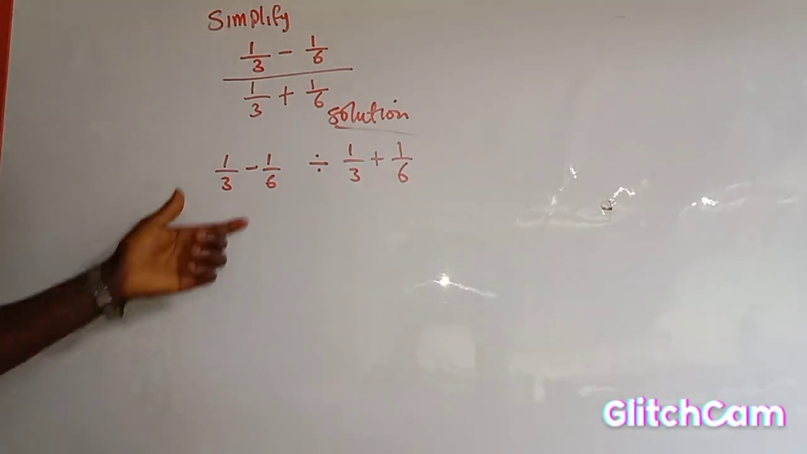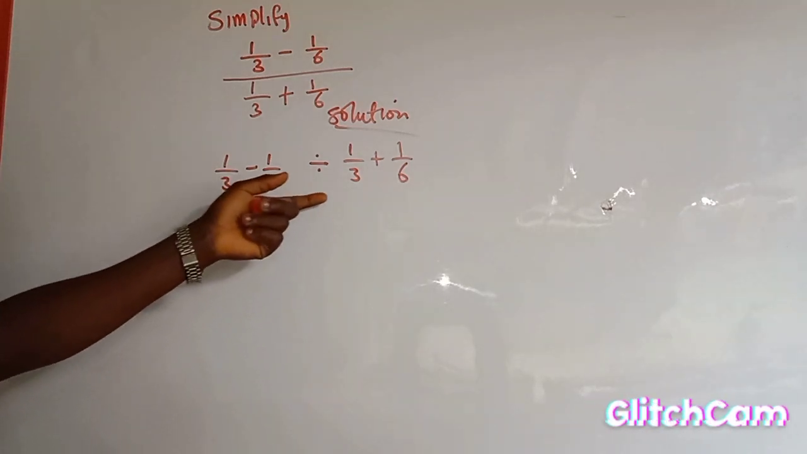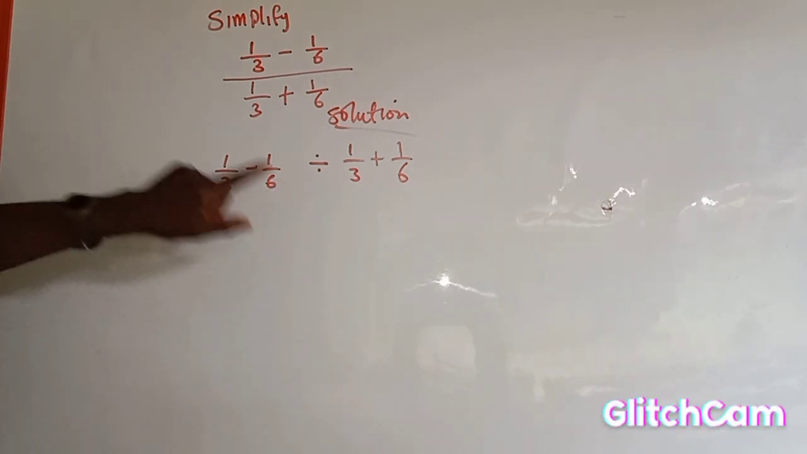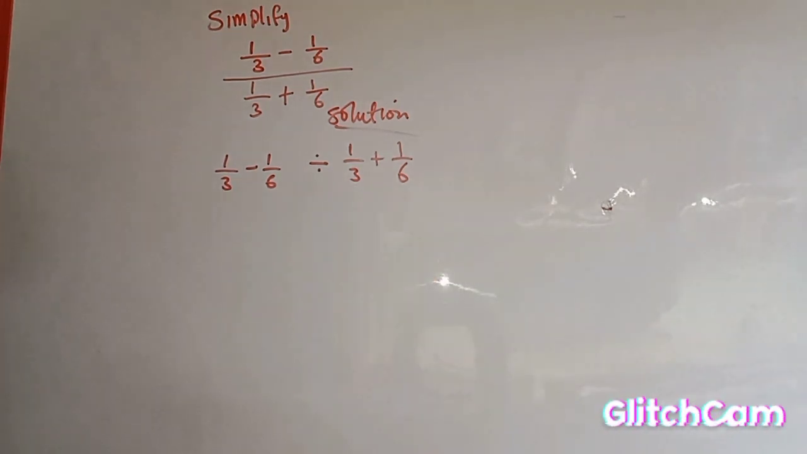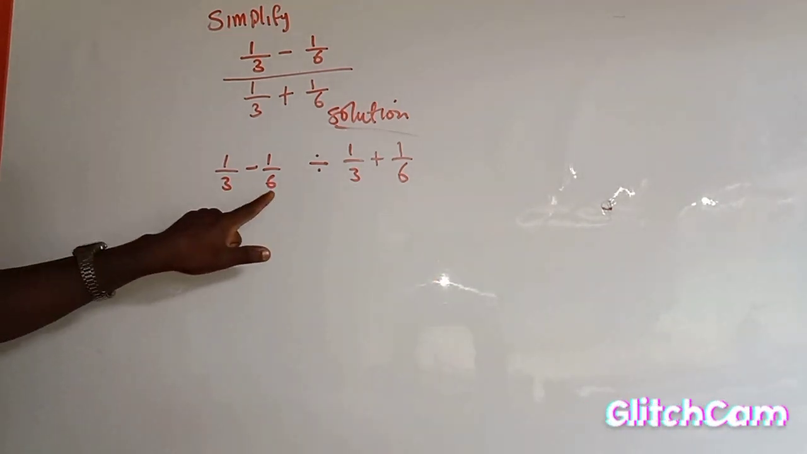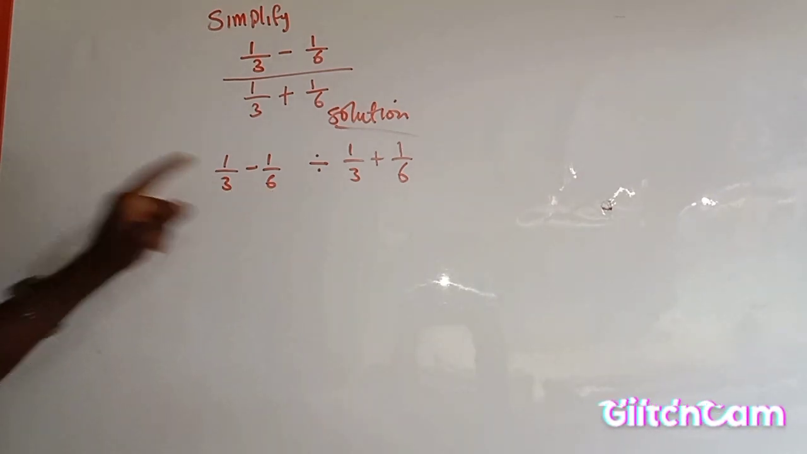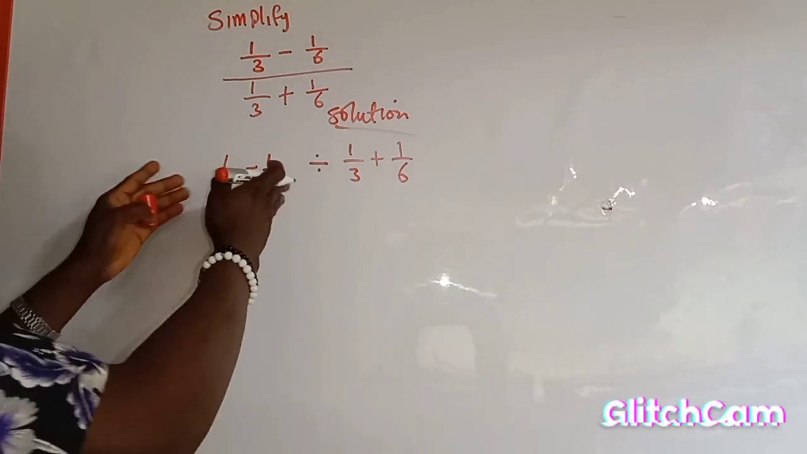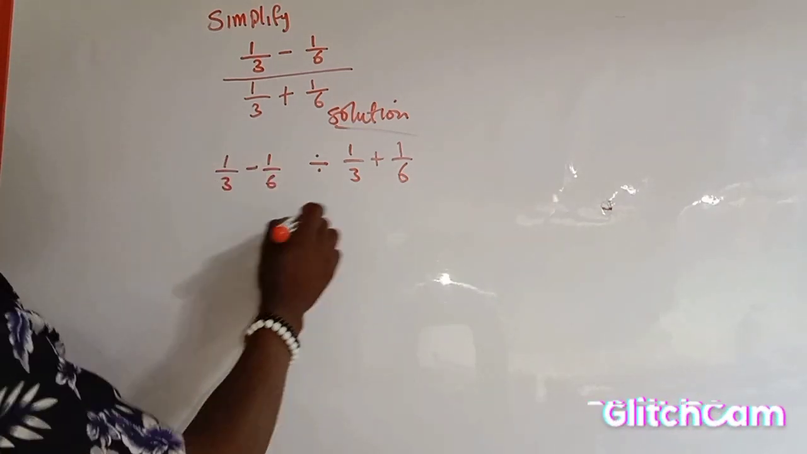So if you want to simplify this kind of question, the first thing you will do is to look for the LCM. We are going to deal with the one on the left hand side first before the right hand side. So you find the LCM of 6 and 3, and of course the LCM of 6 and 3 is equal to 6. So what we are going to do is to multiply each term by the LCM, and the LCM is 6.